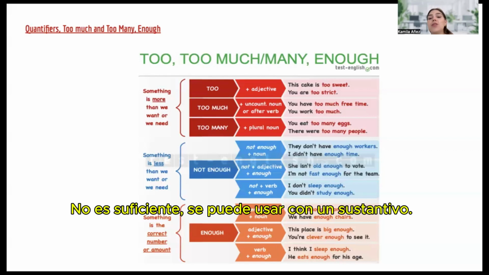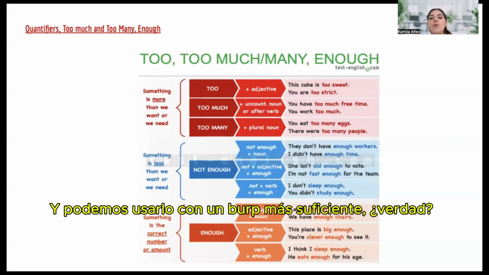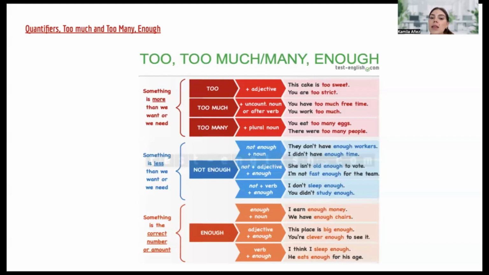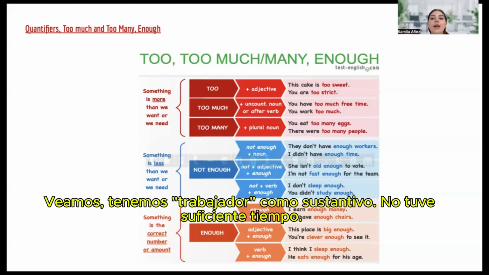Not enough, we can use it with a noun plus enough, with an adjective plus enough, and with a verb plus enough, right? Let's see, not enough plus noun. They don't have enough workers. See, we have worker as a noun. I didn't have enough time.